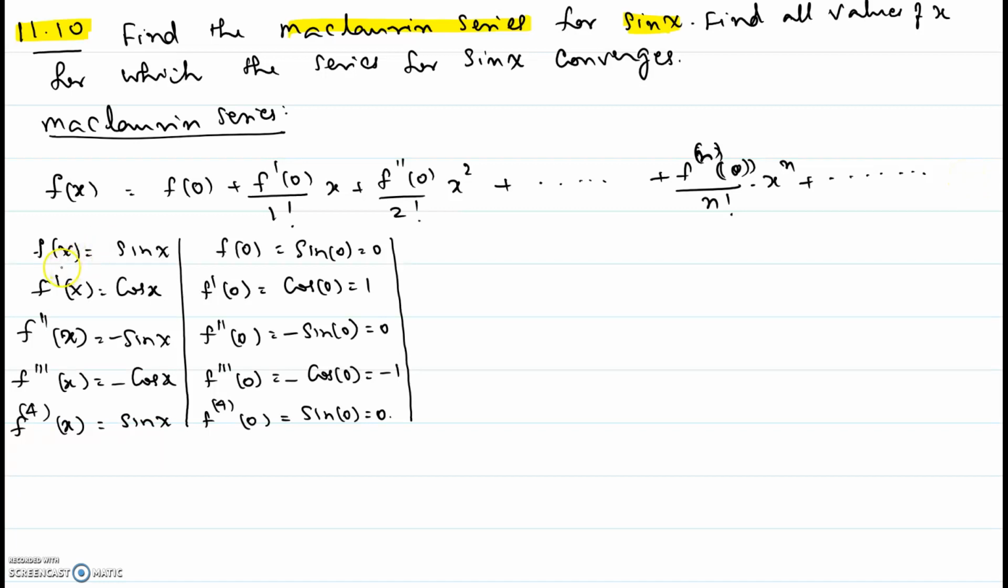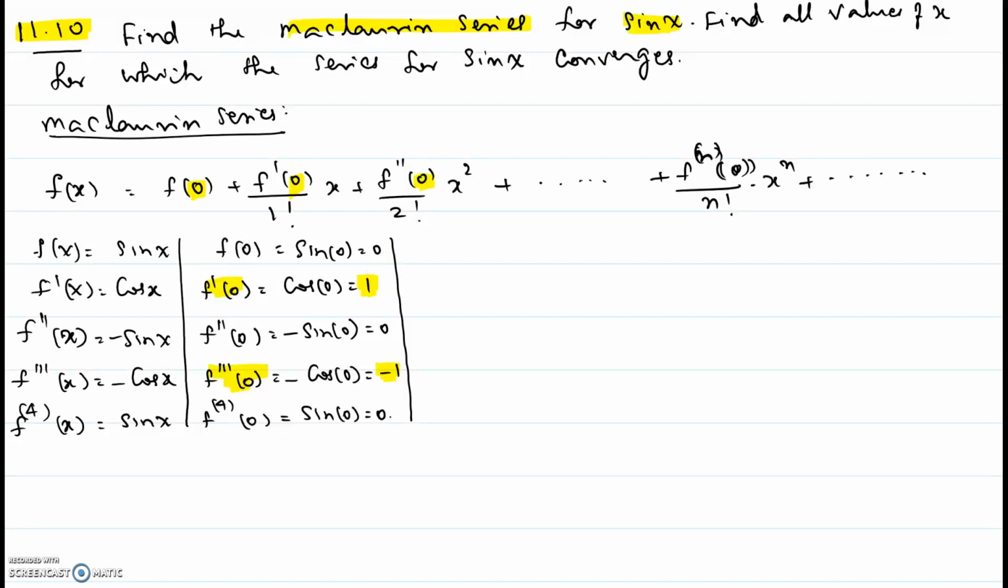So let's create a table where f of x equals sin x, and f at 0 is sin 0, equal to 0. The Maclaurin series is all about finding the values of the function f and its derivatives at 0. So we'll create a table for all these. f prime of x is cosine x, and its value at 0 is equal to 1. We notice that only the odd derivative values exist and they alternate. The even derivatives and the function at 0 are all 0.